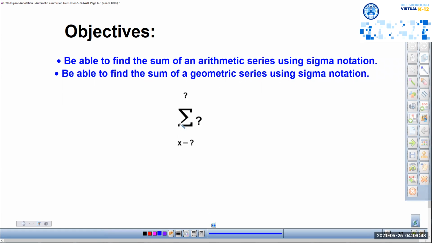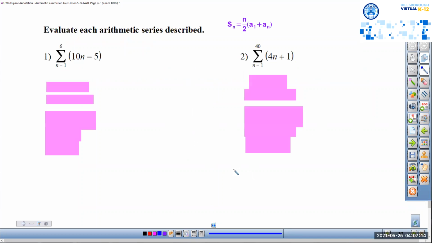And this is what sigma is, this funky little Greek letter. On the bottom, it will tell you where the series is going to begin, at what number. And up here, we're doing finite, so it will tell us where it's going to end. This right here is going to give us the arithmetic or geometric series that we're going to use. And this kind of makes a lot more sense when we're actually working problems.